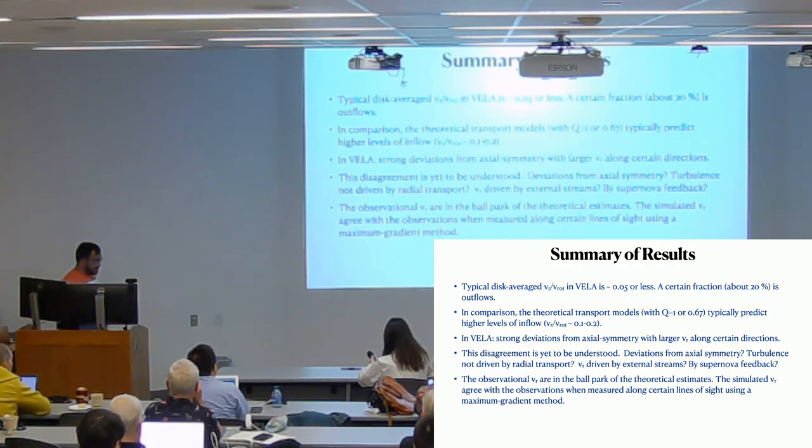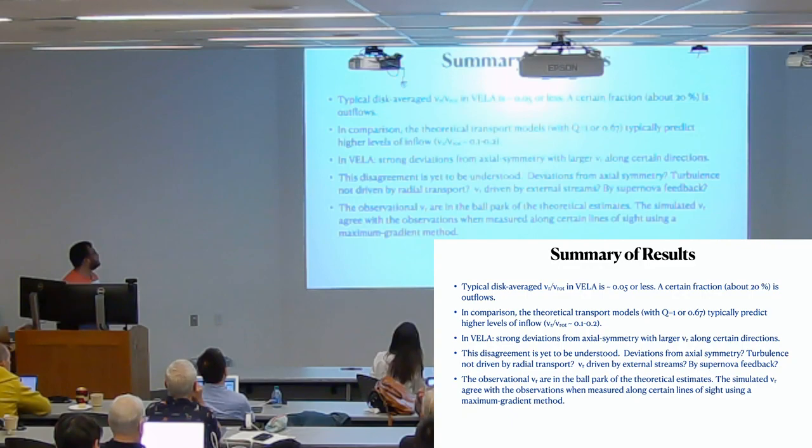So let me summarize my results. The typical disk-averaged radial velocity that we see in the Vela simulations is about 5% or less. A certain fraction of them is outflows. In comparison, the theoretical transport models predict larger levels of radial transport, about 0.1 or 0.2. Now, why does this happen? Why do we not see an agreement with the theoretical models?